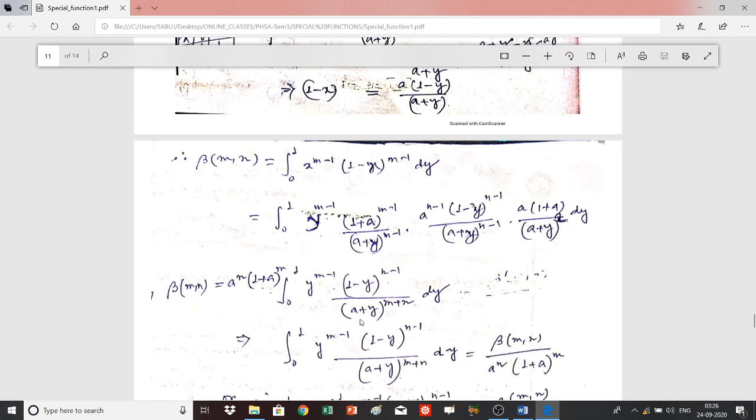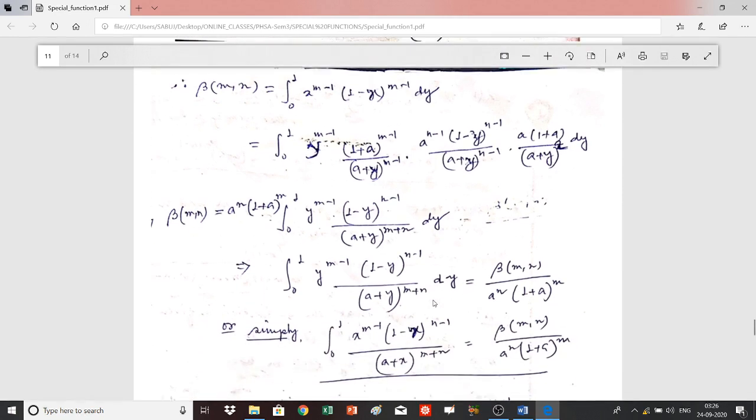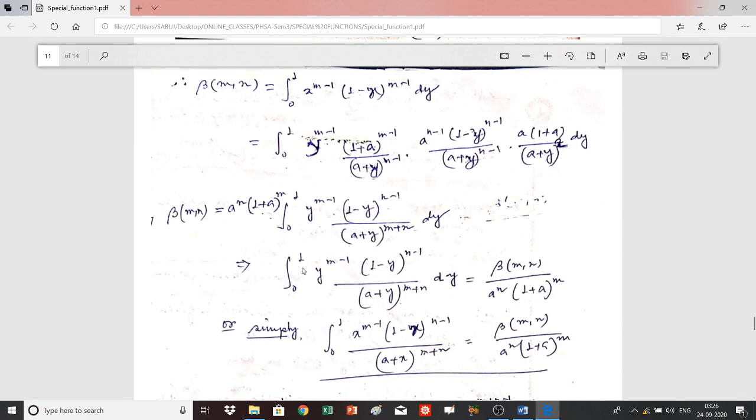So in the denominator it will be (a + y) to the power m + n dy. So this will give you that, from here you see that this can be written here: this term, the second term, that is the integral from 0 to 1 of y^(n-1) (1 - y)^(n-1) over (1 + a)^(n+n) dy, is equal to beta(m, n) by a^n into (1 + a)^m.